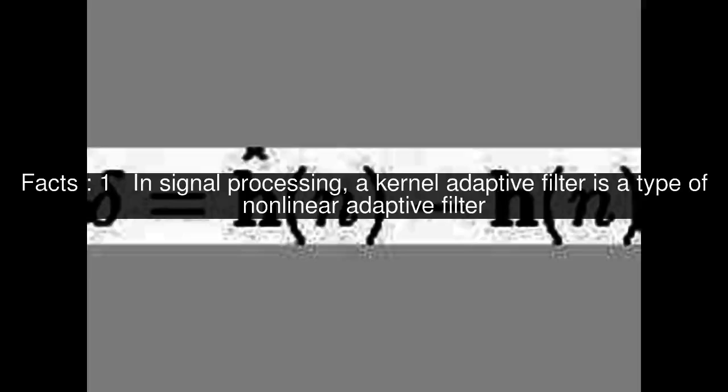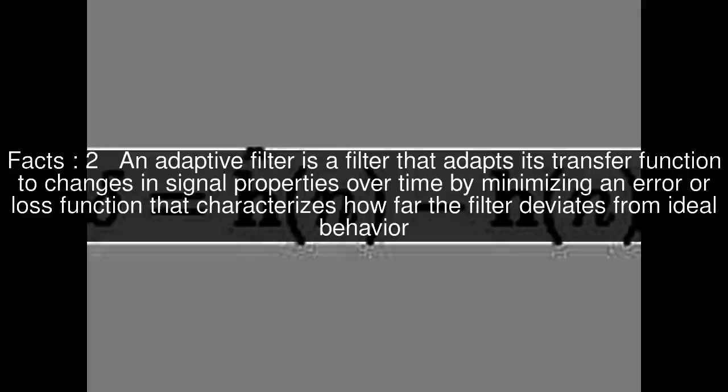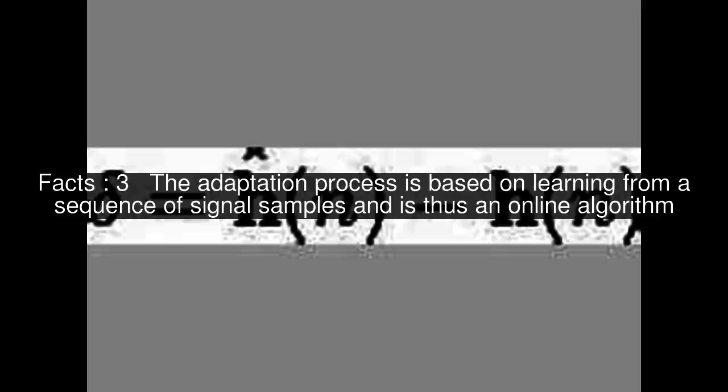In signal processing, a kernel adaptive filter is a type of nonlinear adaptive filter. An adaptive filter is a filter that adapts its transfer function to changes in signal properties over time by minimizing an error or loss function that characterizes how far the filter deviates from ideal behavior. The adaptation process is based on learning from a sequence of signal samples and is thus an online algorithm.